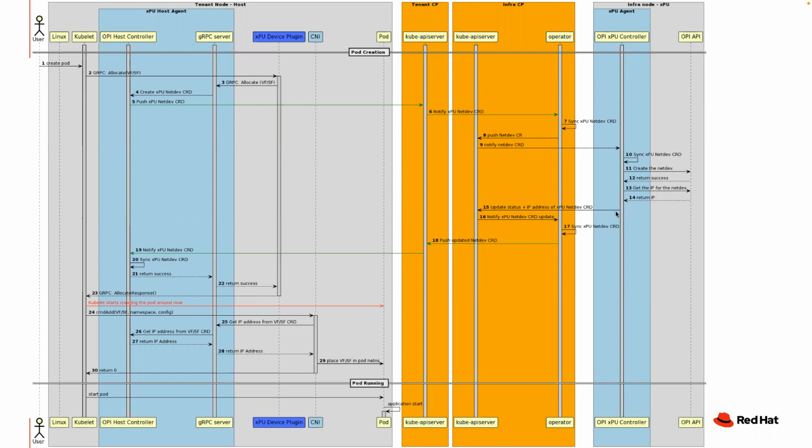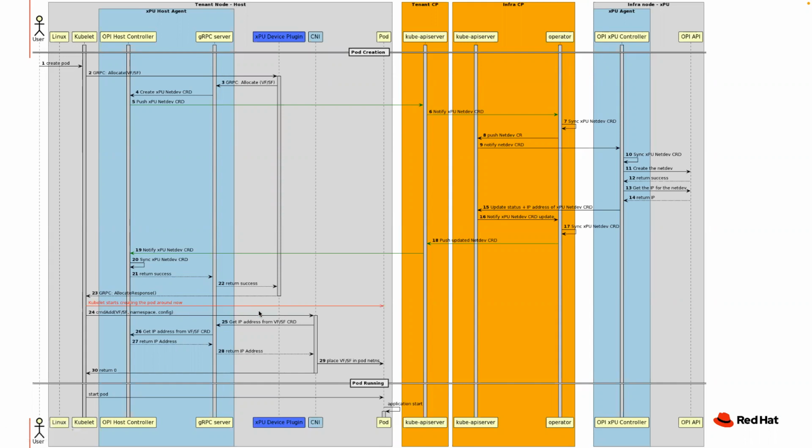So the NetDev CRD gets updated with the IP address. It pushes it back to the Cube API server on the infra side, which then gets synced to the operator, and from the operator gets pushed back to the tenant. On the tenant side, the host controller pulls down the updated NetDev CRD, and essentially it says to the device plugin that we're all good to go. Returns success, and he returns success to the kubelet, saying, yep, my VF is ready for the pod now.